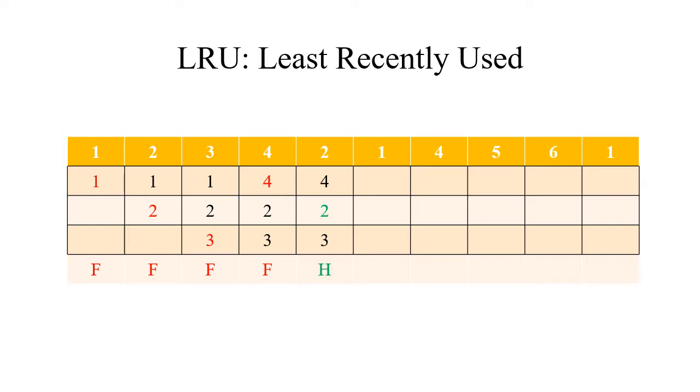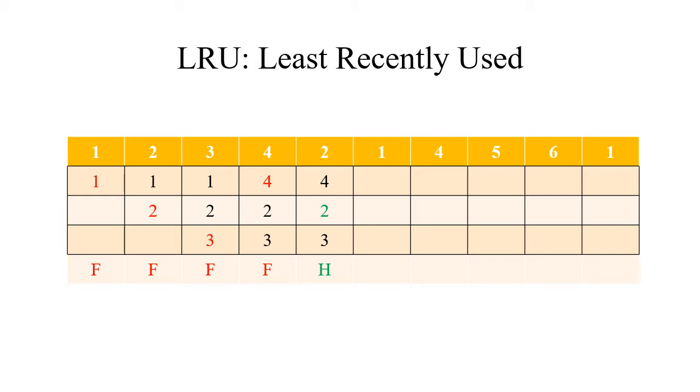So this is given by the green color, and it is denoted by H. Page fault we are denoting by red color and F, and page hit we are denoting by green color and H. Now next, CPU is demanding page number 1.